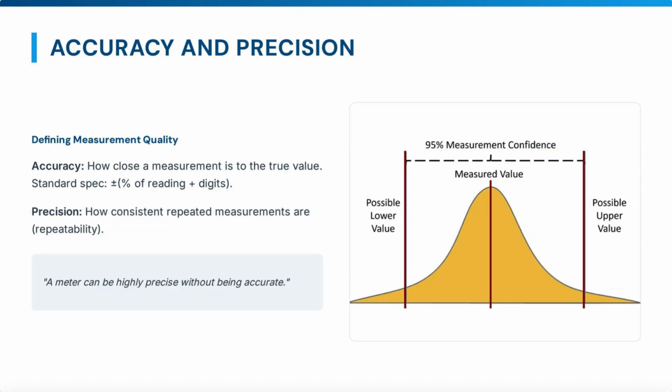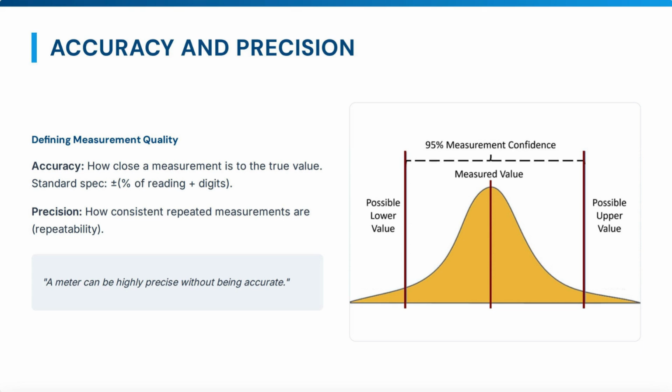Accuracy and precision in measurement quality. Core definitions. Accuracy: how close a measured value is to the true or actual value. Precision: how consistent and repeatable measurements are when taken under the same conditions. Key takeaway. Independence. A measurement tool can be highly precise, giving the exact same result repeatedly, without being accurate, so the result is far from the true value.